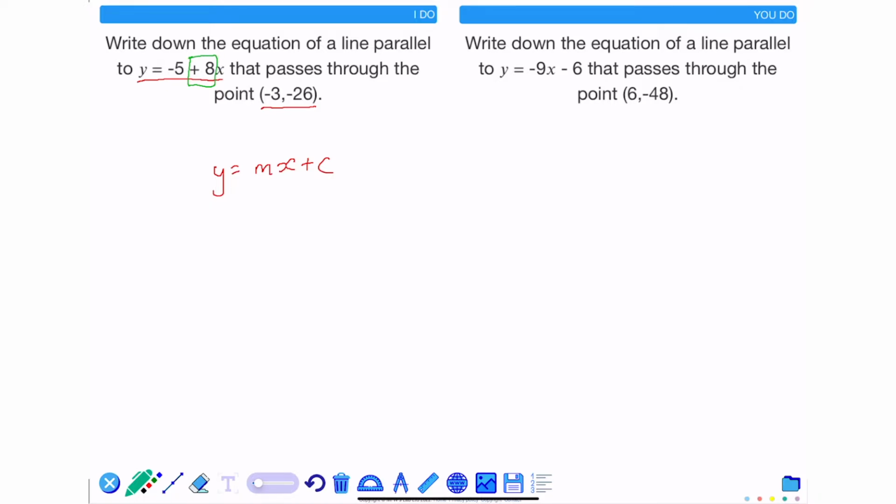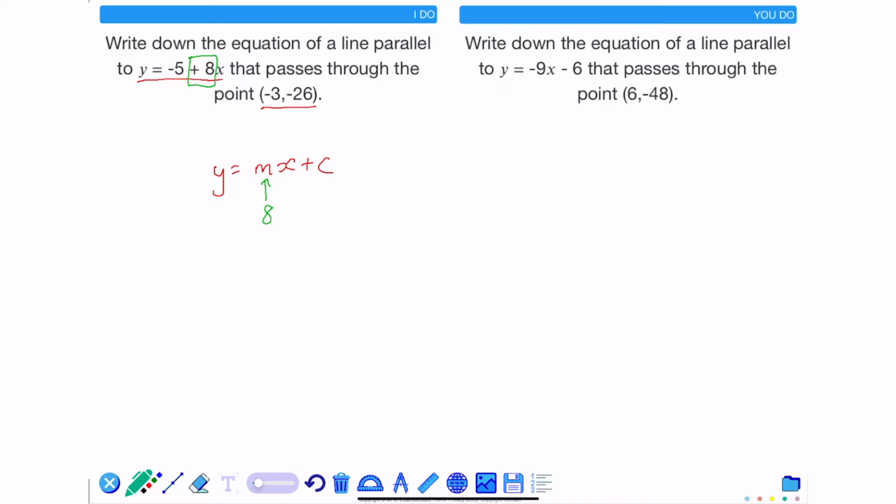Parallel lines have exactly the same gradient, same slope. So this means that the value of the gradient for the parallel line is also 8. For parallel lines, they share the same gradient but will have different y-intercept values.